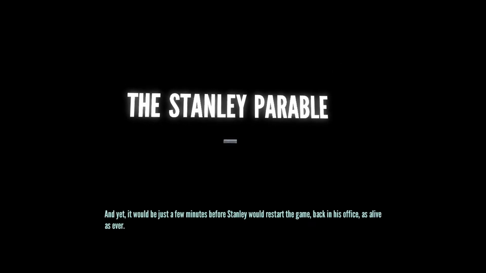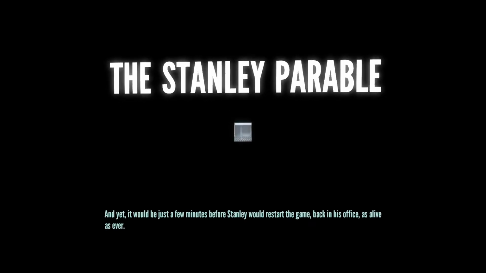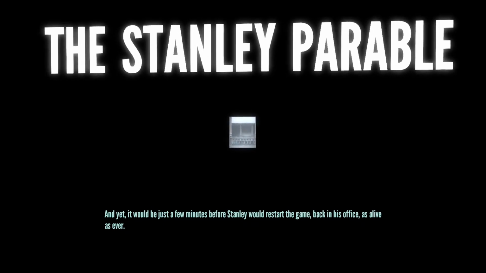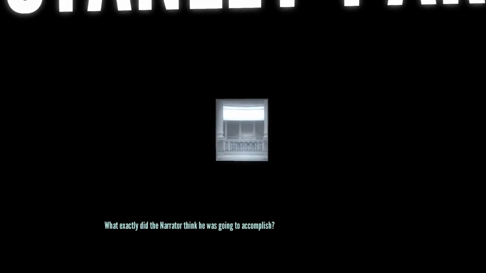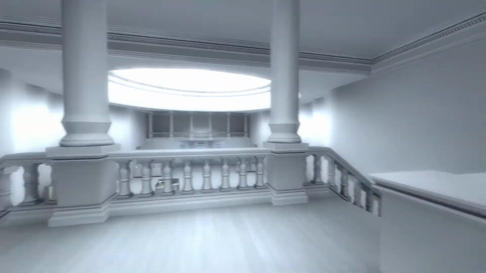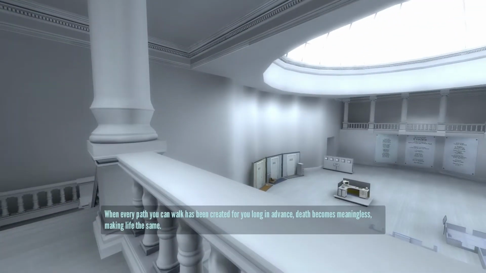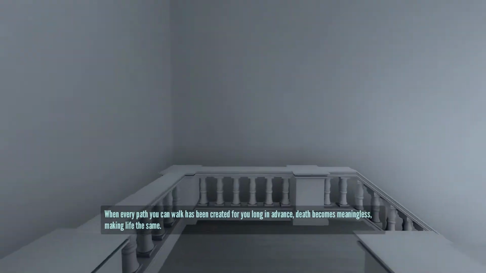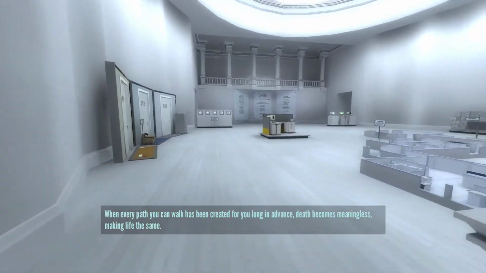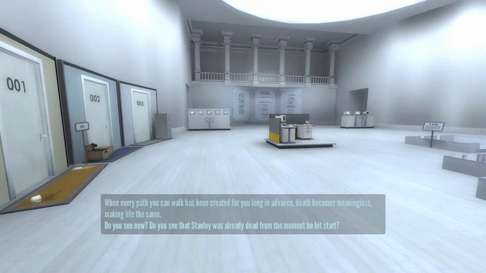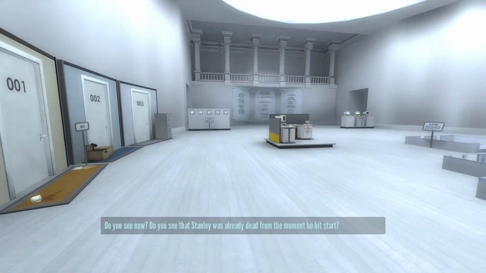The Stanley Parable. And yet it would be just a few minutes before Stanley would restart the game, back in his office, as alive as ever. What exactly did the narrator think he was going to accomplish? When every path you can walk has been created in advance, death becomes meaningless, making life the same. Do you see now? Do you see that Stanley was already dead from the moment he hit start?